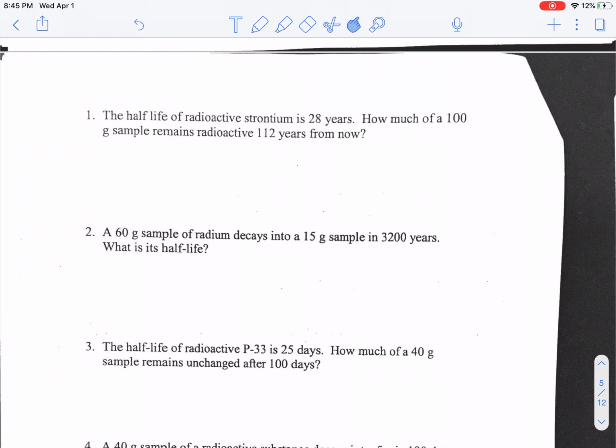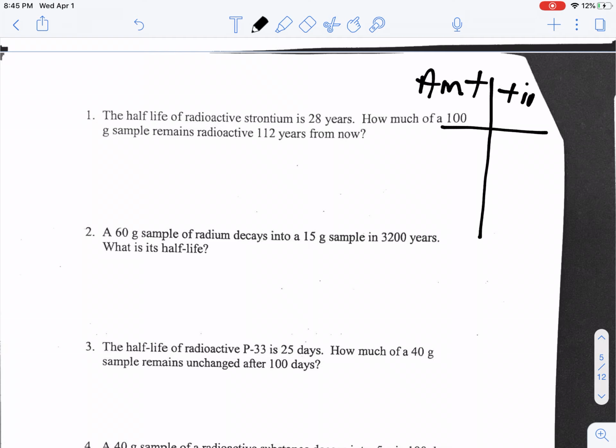Okay, so now let's take a look at doing some half-life problems. With half-life problems, I want you to start all of them with a T-chart. This chart always will start out with the amount on the left and time. And under time, you're always going to put a 0 because this is where you're starting the stopwatch right now at time 0. Now you're ready to read the problem.